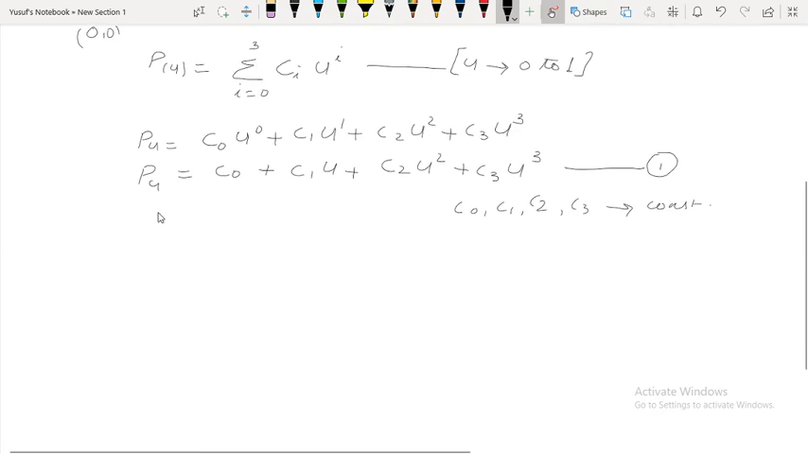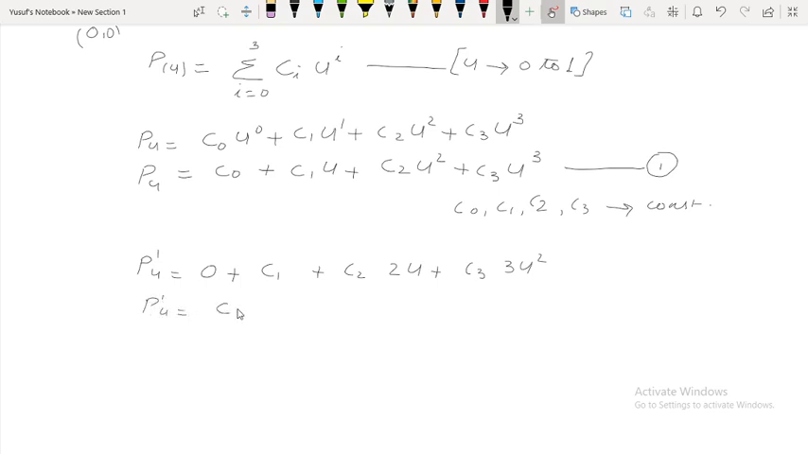So first I will differentiate this equation with respect to u, so that I will get the p dash equation. P dash of u: if you differentiate, the constant C0 will be 0, plus C1 is constant, the differentiation of u becomes 1, plus C2 u square differentiation becomes 2u, plus C3 u cube differentiation becomes 3u square. So this is a differential equation or tangent equation. C1 plus 2 C2 u plus 3 C3 u square. It is equation number 2.